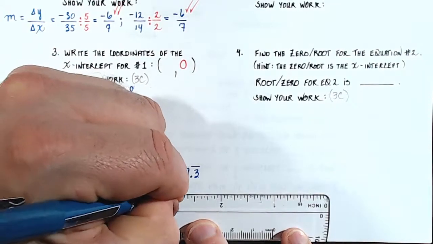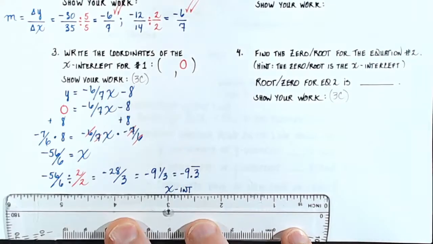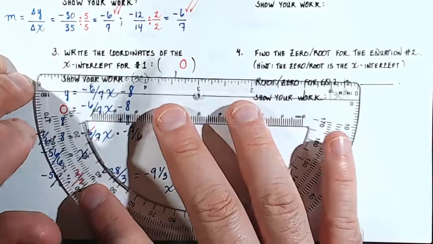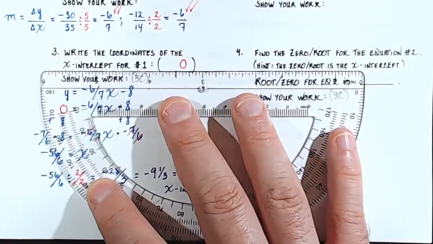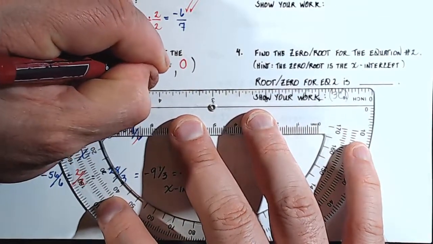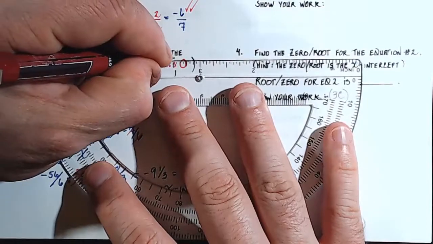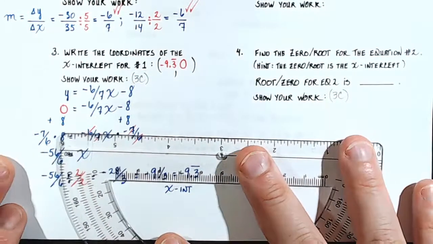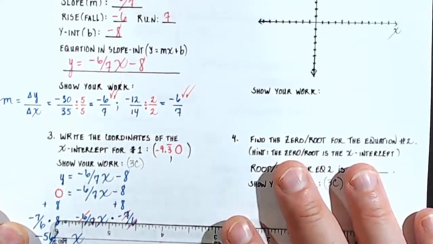This is the x-int. Okay, so we could use either the decimal or the fraction here, but we'll go ahead and put the decimal. Negative 9.3 repeating, comma 0. So if you had to graph the x-intercept, you could graph it there.